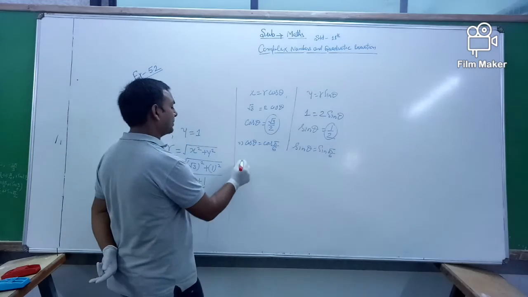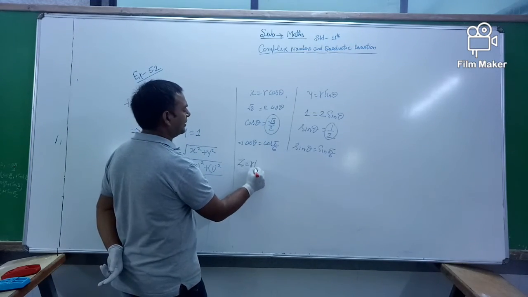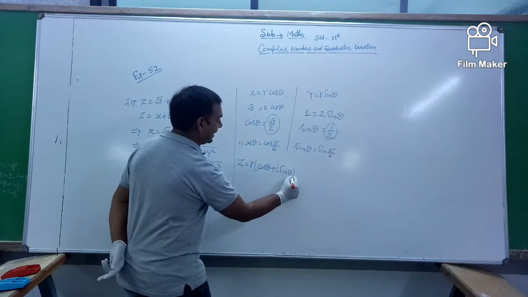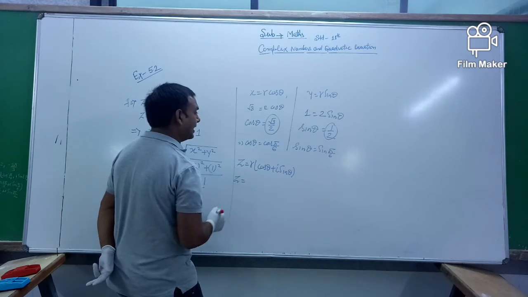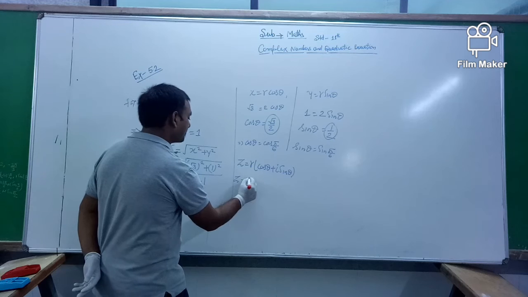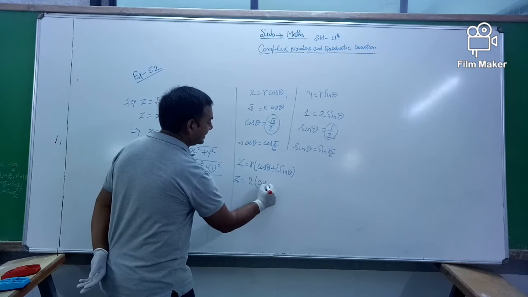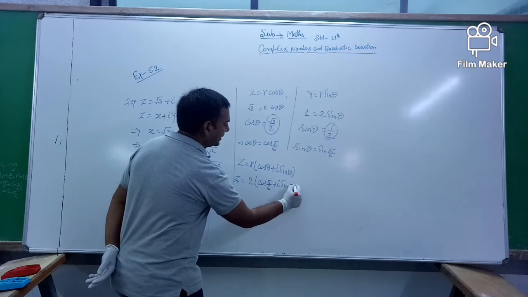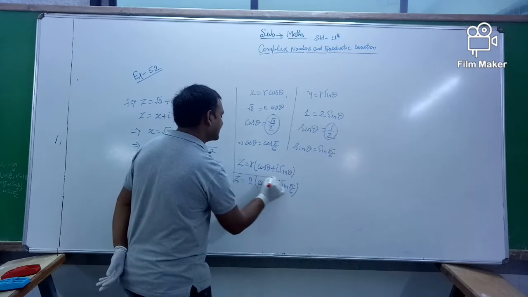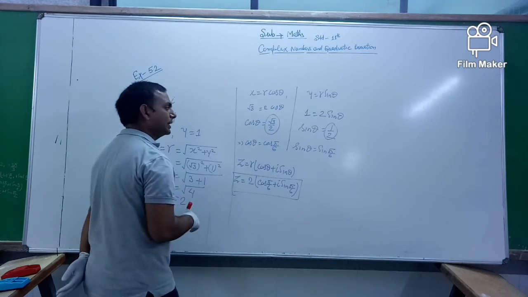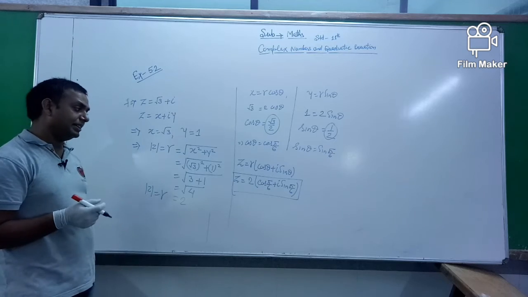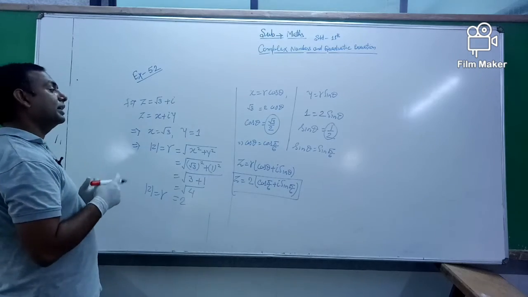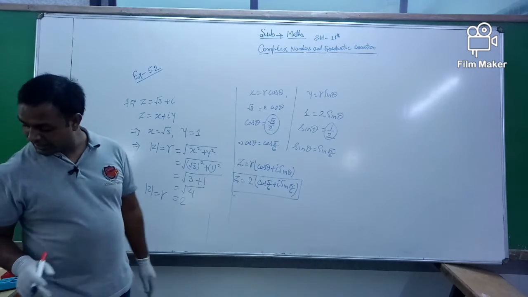So the polar representation is z is equal to r times cos theta plus i sin theta. The value of r is 2, so z is equal to 2 times cos pi by 6 plus i sin pi by 6. So this is the solution, the polar representation of the complex number. Okay, I think all of you understand this very well. So we are solving the next question related to this problem.